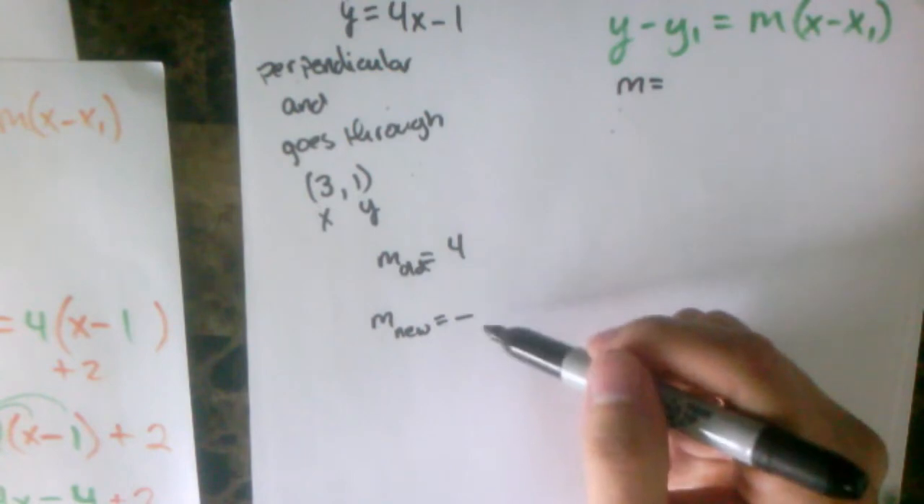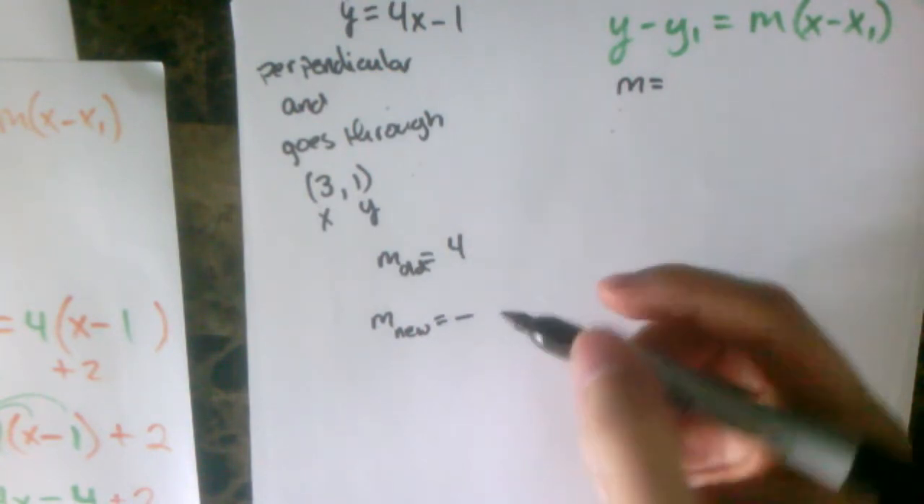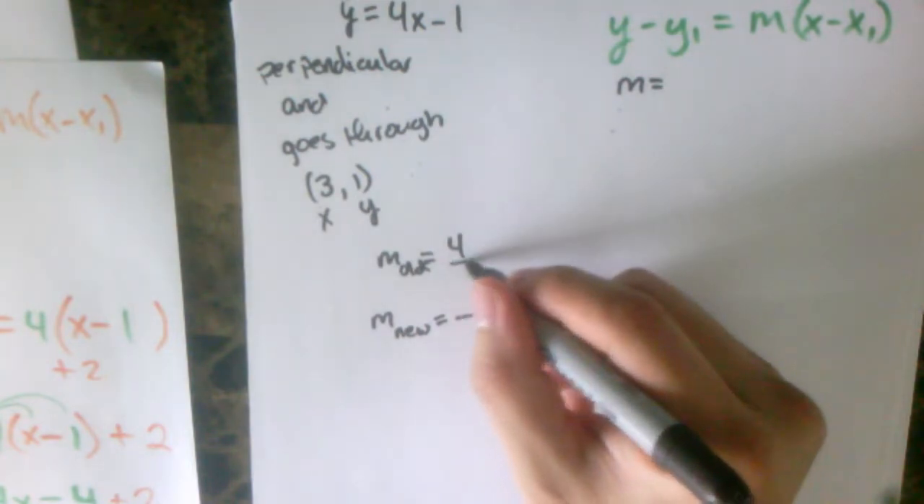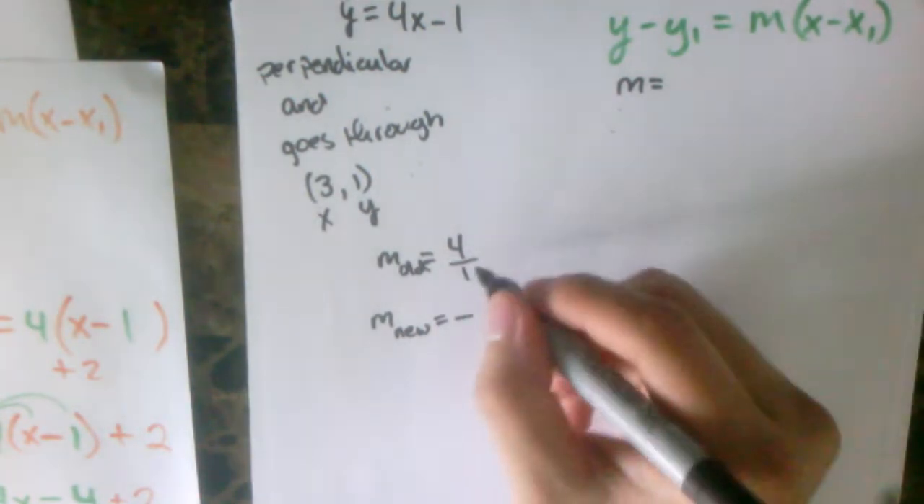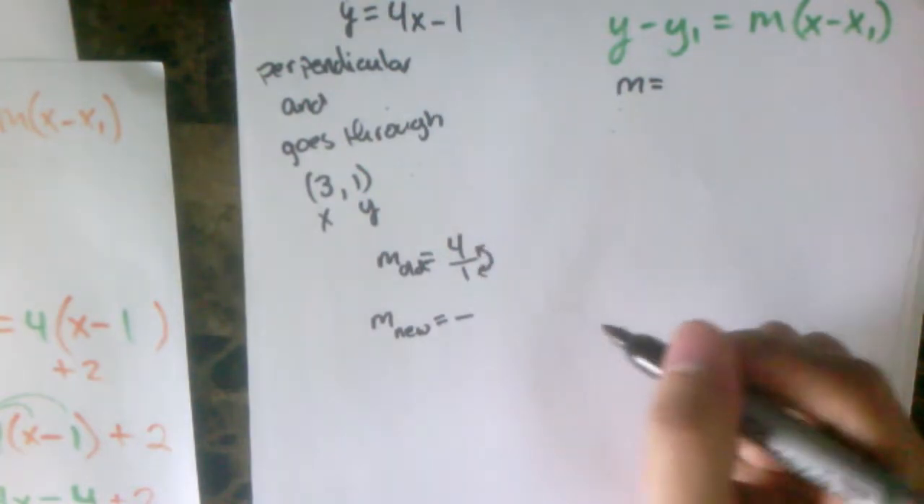If this one's positive, that one's negative. If that one's negative, this one's positive. They just have to have different signs. And then it has to be a reciprocal. Remember that whole numbers can be written like fractions. A reciprocal is just flipping the bottom to the top and the top to the bottom.